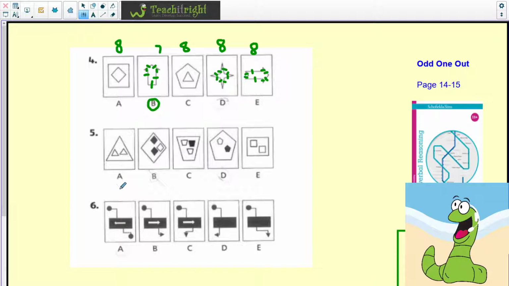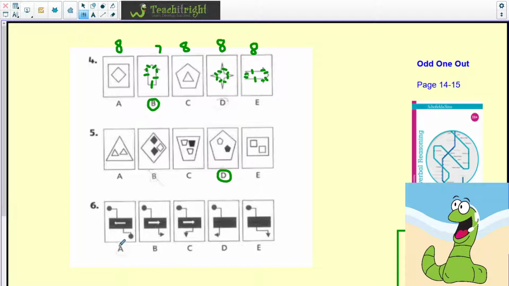Having a look at A, B, C, D and E on question 5, which is the odd one out here. Well, the answer to this one is D. And the reason it's D is because the other 4 have 2 small shapes that are the same shade. So we've got 2 white, 2 black, 2 white. There's only 1 of each here. And then we've got 2 white there. So the answer there was D.